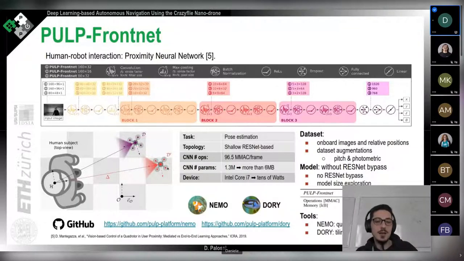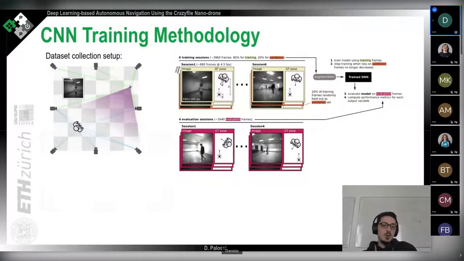For this work, given that the time was mature for the AI deck, the commercial board, and the new tools, we took advantage of them and used the AI deck with the NEMO and DORY tools from the University of Bologna. The methodology that we used to train and evaluate the testing performance of this PULP FrontNet started with collecting a lot of images from our mock-up equipped room: the drone looking at the person, various positions, various subjects. We collected quite a few images distributed in different sessions that we used both for training and for validation.